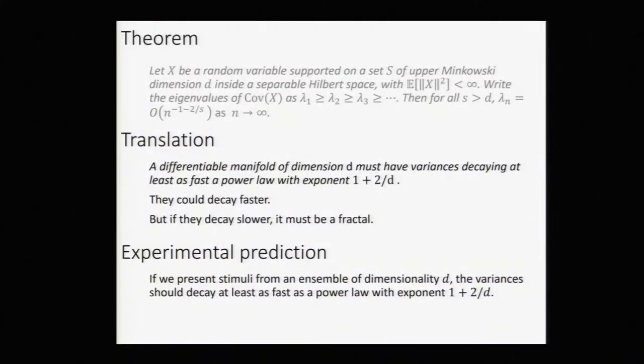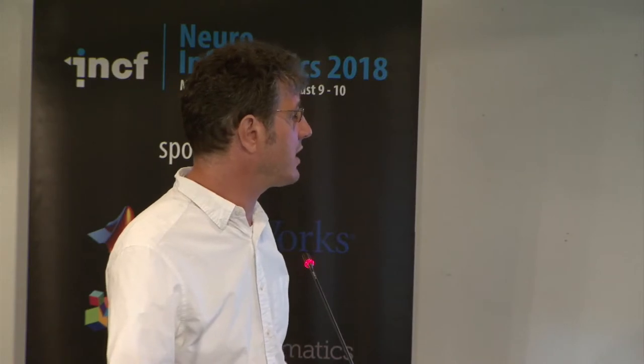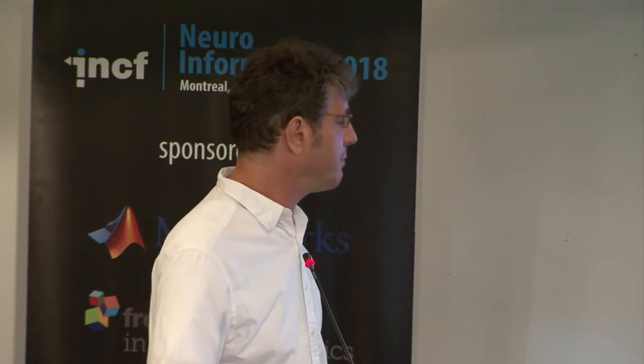So we can make an experimental prediction. If this idea is right, that this is why we see the power law of exponent 1, then if we were to present stimuli of lower dimensionality, then the variances should decay faster. Because if D, for example, was 8, then 2 over D is 0.25, and the variances would need to decay at least as fast as a power law of exponent 1.25, etc. So as a mathematician turned neuroscientist, I always get a kick out of having the word theorem and experimental prediction on the same slide, which you never thought would happen, but this time it has.